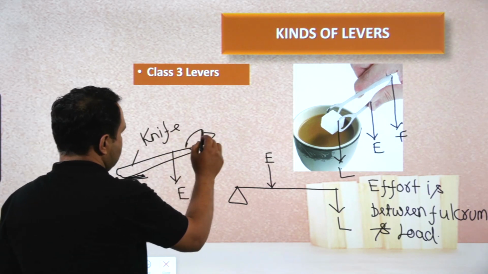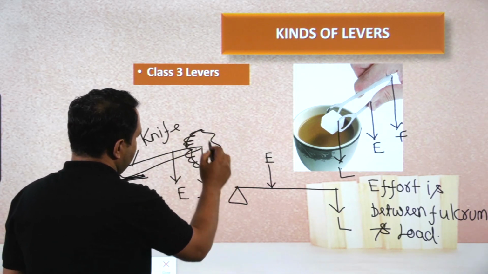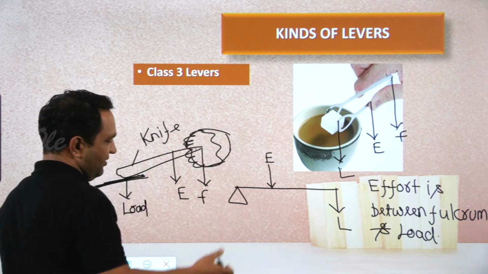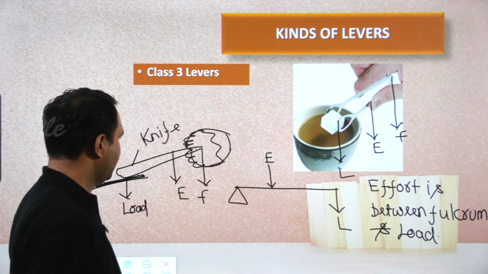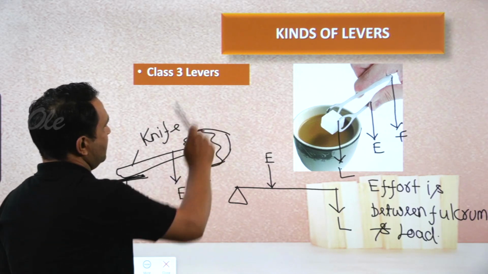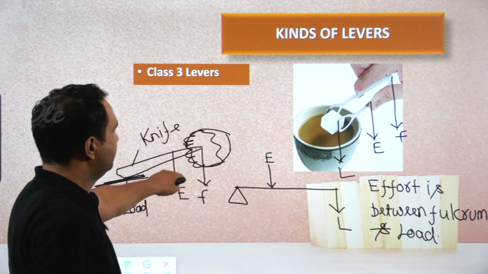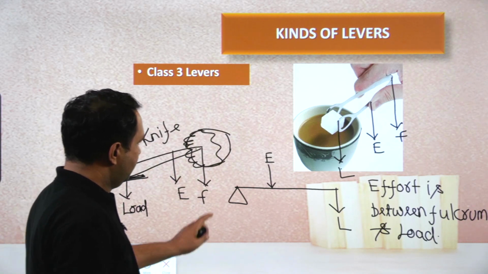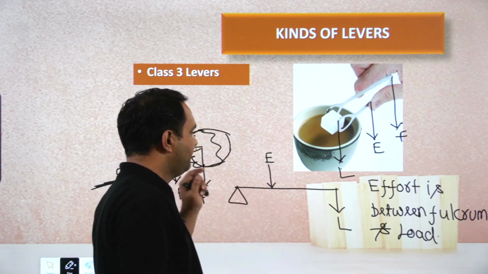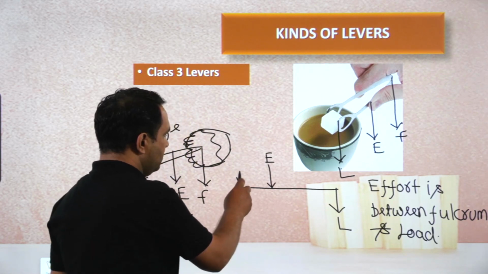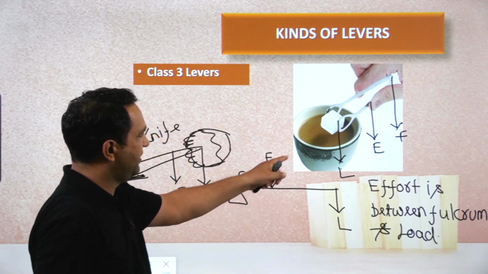Okay, this is your hand, not mine. This is your hand where you have fixed the knife. So this was the third kind of lever, class 3 lever. The main thing is what will be the position of effort, load and fulcrum. So here again the effort will be between fulcrum and load.